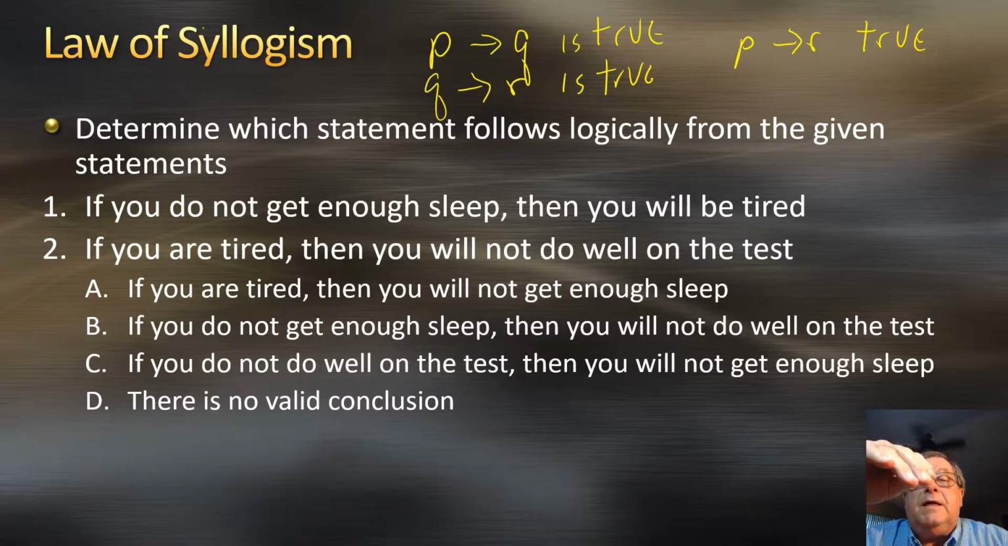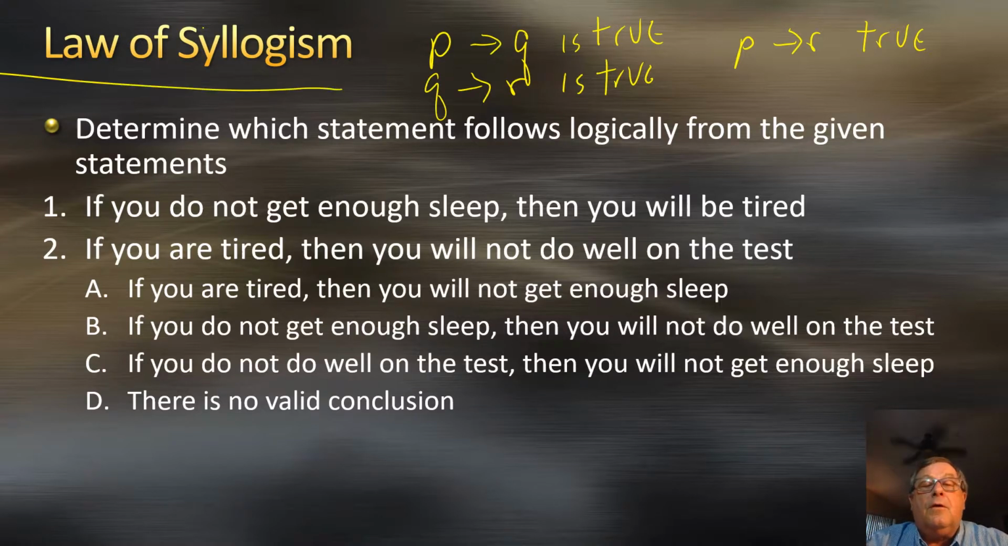So in other words, if P is the hypothesis and Q is the conclusion, and that conditional statement is true, and then you make Q, which was the conclusion of the first statement, the hypothesis of a second statement, and that's true, then the original hypothesis of the first statement to the conclusion of the second statement must also be true, and that is the law of syllogism.